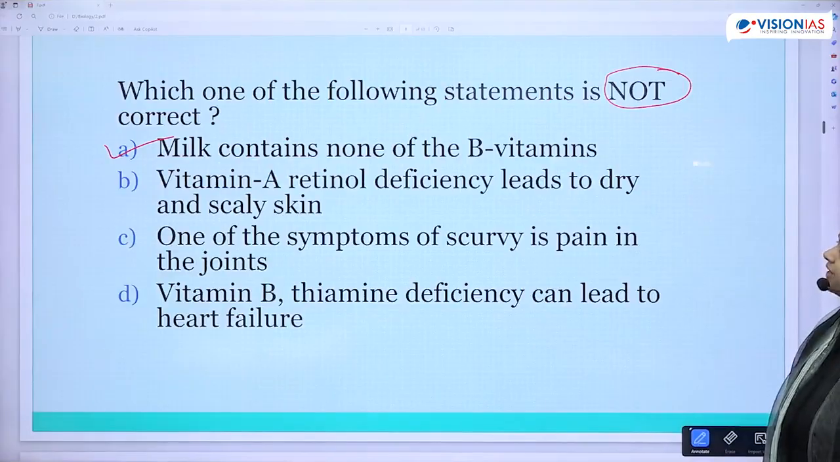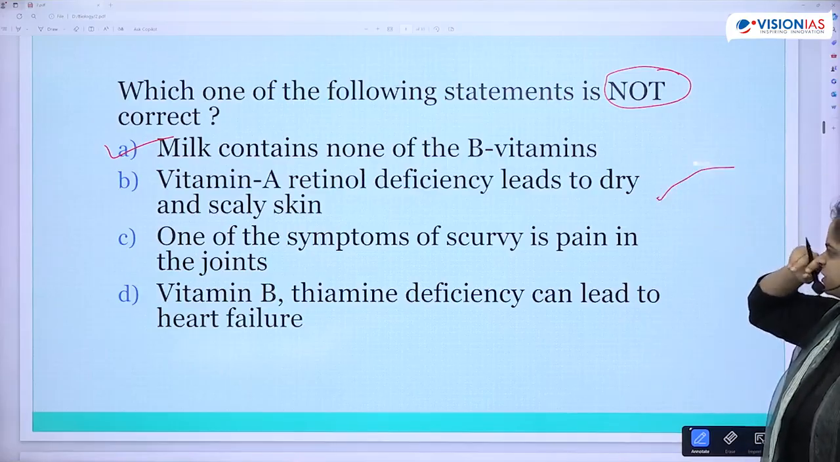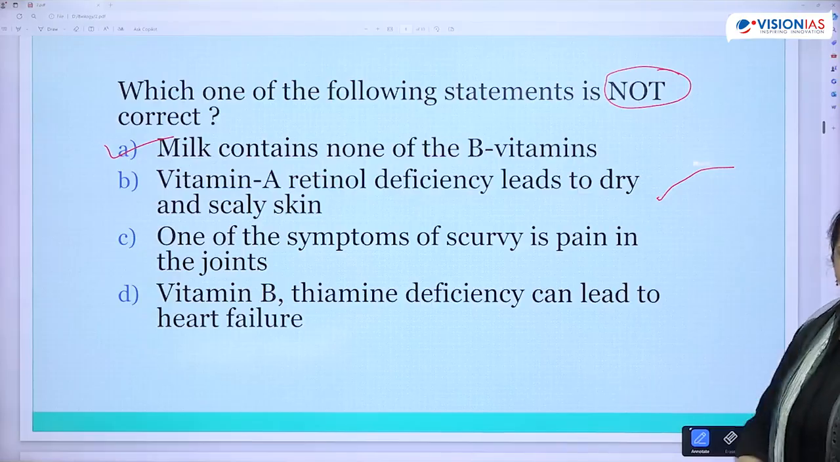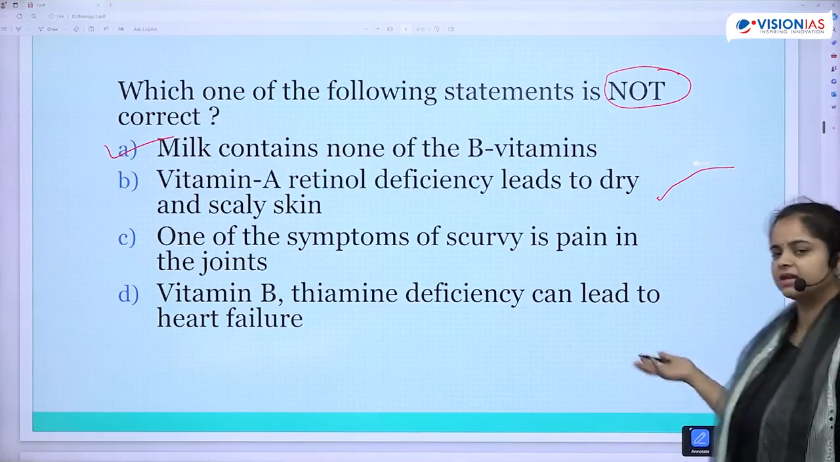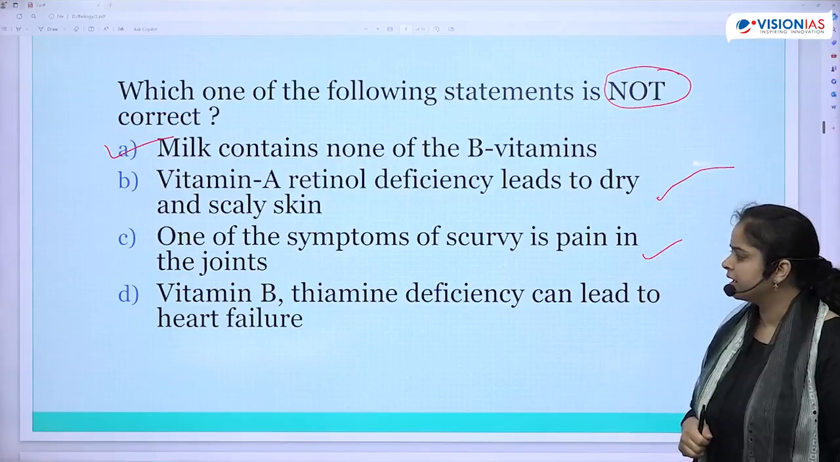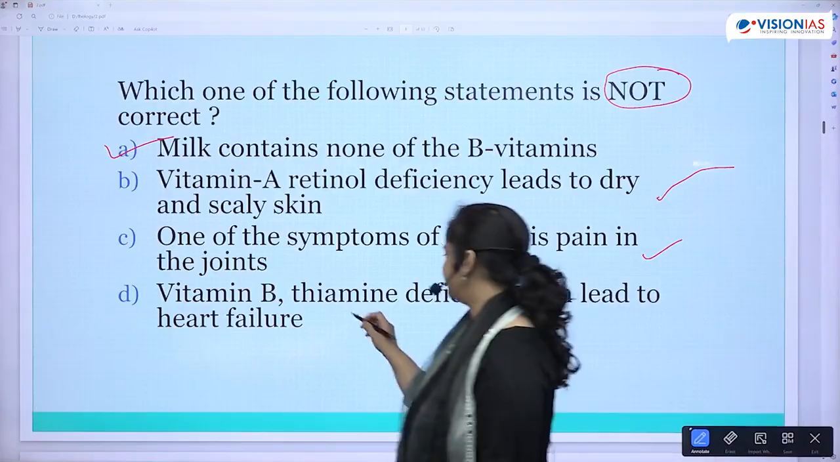Then vitamin A retinol deficiency leads to dry, scaly skin. Vitamin A is associated with skin, this is correct. One of the symptoms of scurvy is pain in the joints. In scurvy, bleeding is the main symptom, but pain is a very prominent symptom with vitamin C deficiency. And B, thiamine and heart failure.